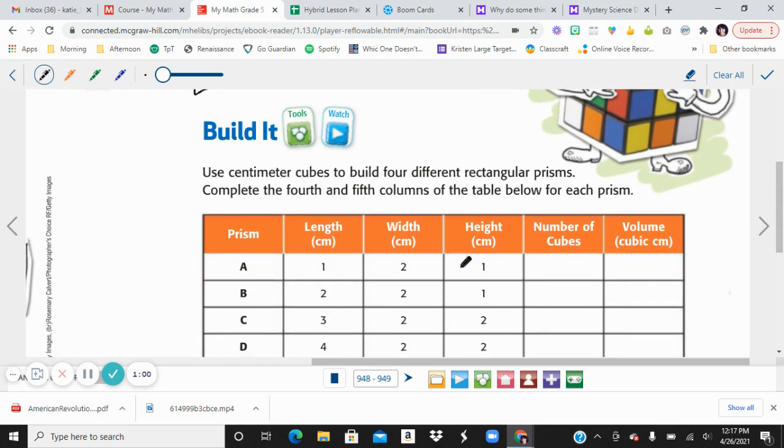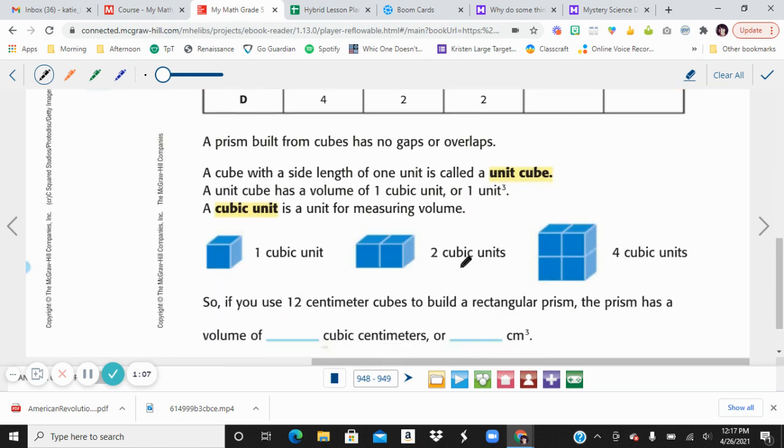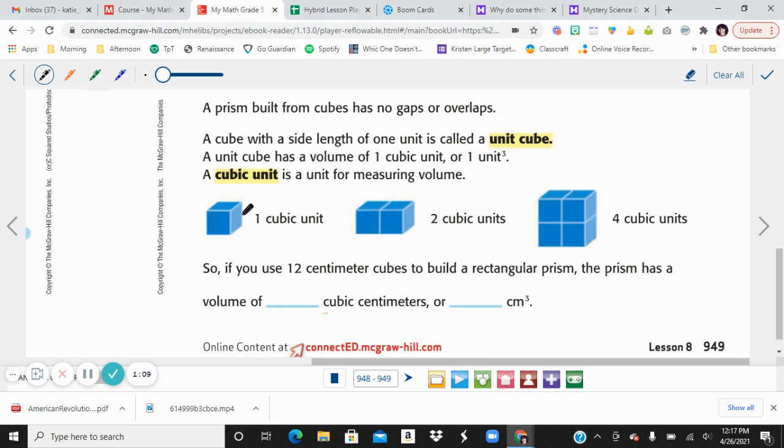It says use centimeter cubes to build 4 different rectangular prisms, complete the 4th and 5th columns. You might not have centimeter cubes with you, and that's okay. We're going to just take a look at this. A prism is built from cubes, and it has no gaps and no overlaps.